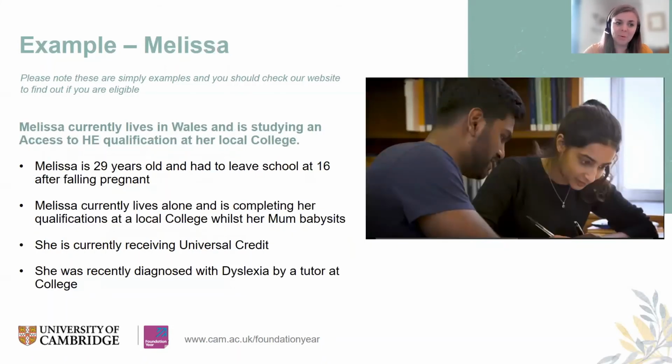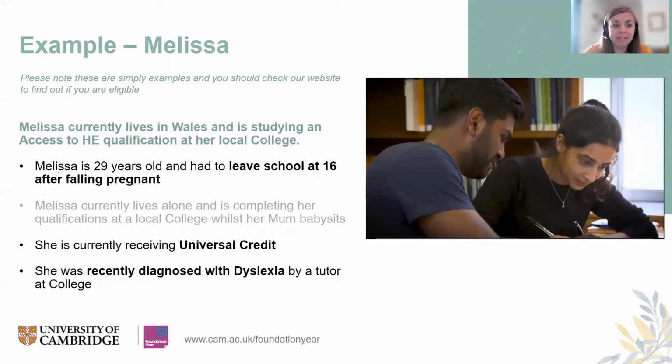Our next example is Melissa, who currently lives in Wales and is studying an Access to HE qualification at her local college. Now, Melissa fell pregnant at 16 and had to leave school because of this. She's currently living alone and completes her college qualification whilst her mum babysits in the evenings. She's currently receiving universal credit and she's recently been diagnosed with dyslexia by her tutor at her college.